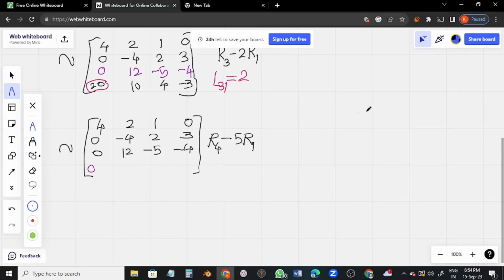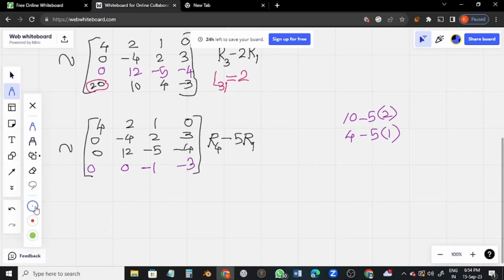Then let us do some rough work over here. So I have 10 minus 5 times 2. Again I got a 0. Then I go to the next entry, that is 4. 4 minus 5 times 1. So I got minus 1 here. And lastly, minus 3 minus 0 is a minus 3.